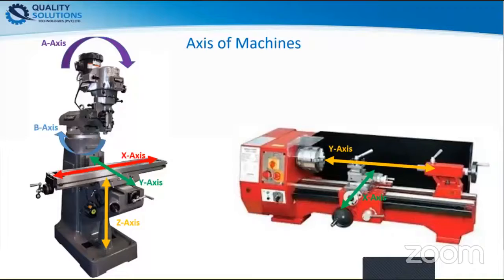The x-axis is along the length of the table. You can see on the left-hand side the picture we have, this is the milling machine. So the x-axis is along the length of this table, and the table is allowed to move in the x direction, whereas the y-axis is along the width of the table, and the z-axis allows the table to move up and down.